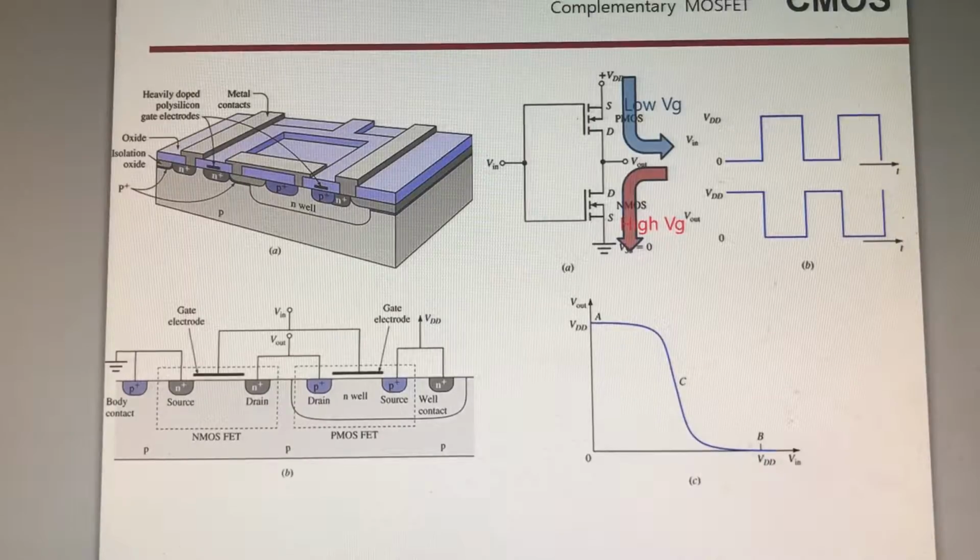CMOS is complementary MOS, a low power device, because when one side of this device is turned on, the other side is turned off, so current consumption is reduced and the resulting power is reduced.